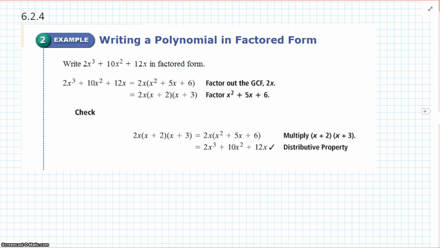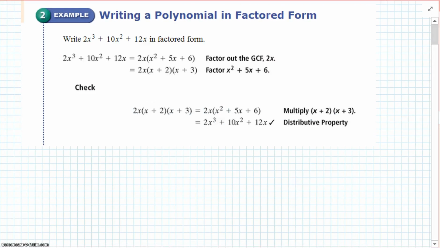All right. Writing a polynomial in factored form. So write 2x cubed plus 10x squared plus 12x in factored form. So we got 2x cubed plus 10x squared plus 12x.